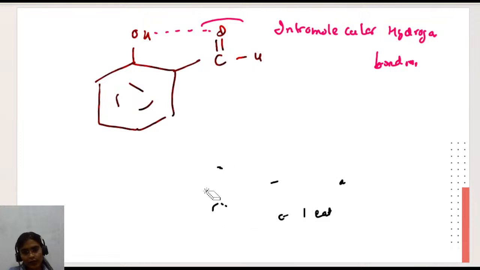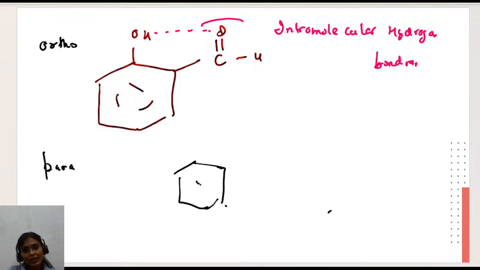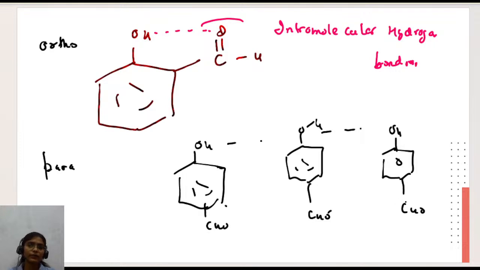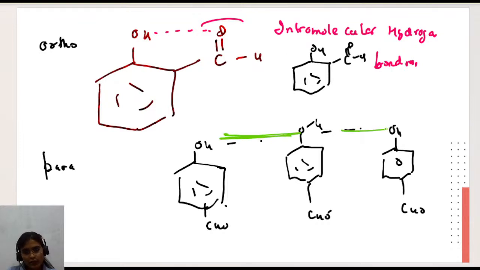Okay, so this is my ortho molecule, and this is my para molecule. The para one has OH, which participates in hydrogen bonding with a different molecule like this. Same here, it is with the different one, and the CHO group still has to be there. So in this case, one more molecule is there. What is the meaning of this intramolecular hydrogen bonding? If you observe the connection between the molecules, in this case this connection is very weak.